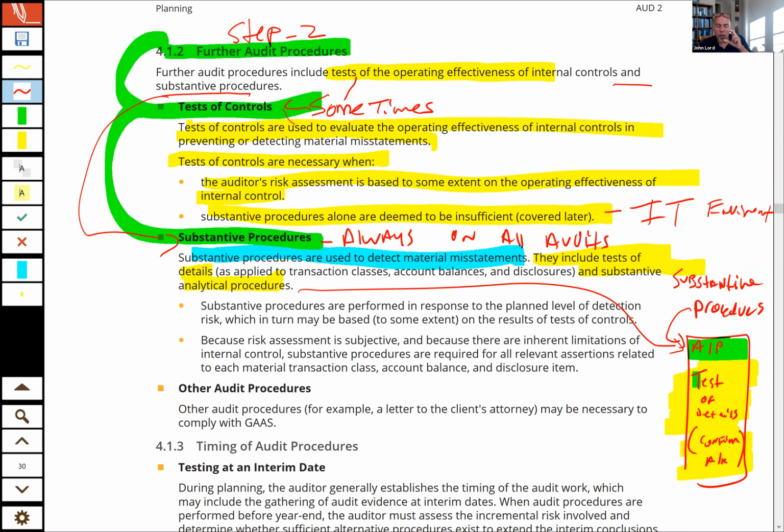So the standards always allow for an analytical procedure if you're dealing with a particular account that doesn't really lend itself to a test of details like, say, accounts receivable would. Okay, so when we do our substantive procedures, we always have to do them. We can have a mix of substantive analytical procedures and substantive test of details to comprise our substantive procedures.